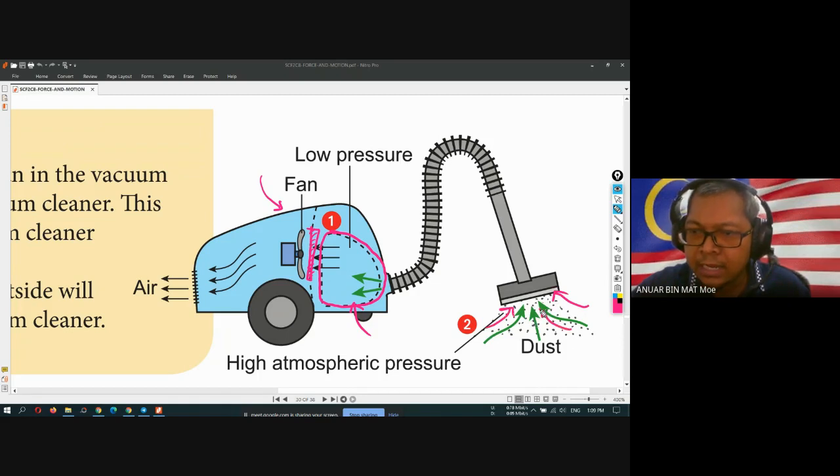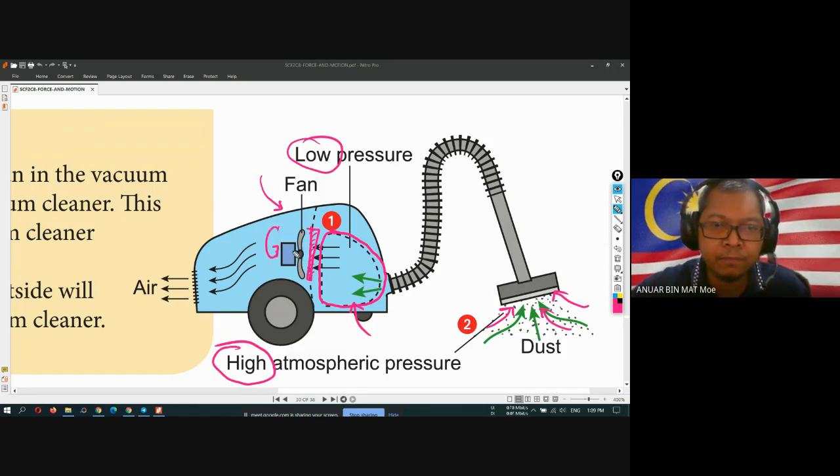The air pressure outside is higher. High atmospheric pressure outside and low pressure inside the container. So when you turn on the fan, the dust will be sucked into the vacuum cleaner, and then it will be trapped here. But this is based on the rotation of the fan over here.